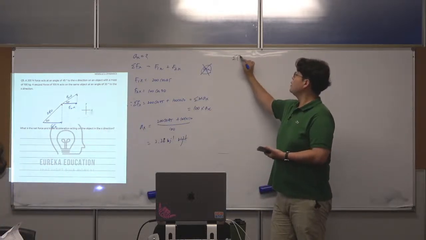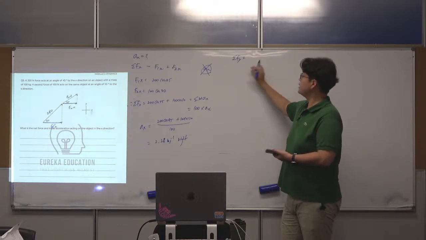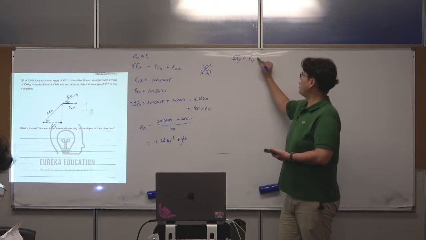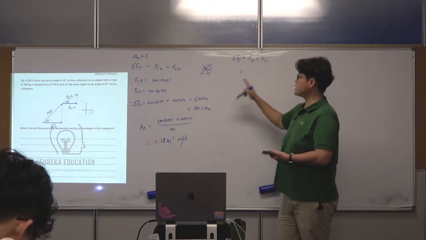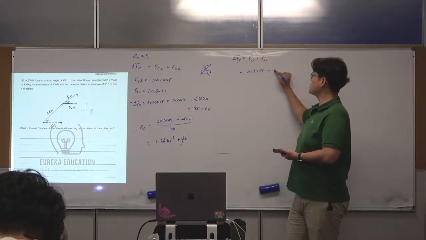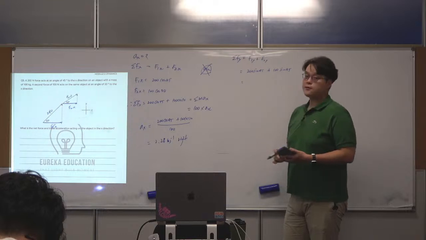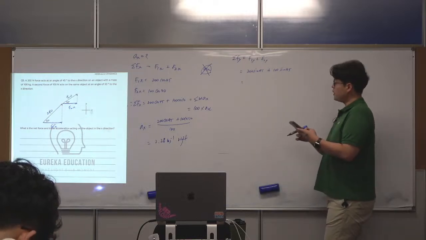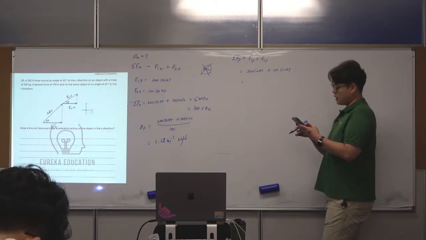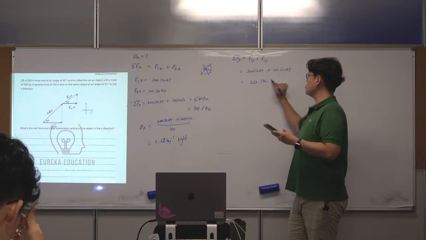Now, Fy can be found from all the force components, so F1y plus F2y. In the same manner, that would be 200 sin 45 plus 100 sin 30. This time, let's find the value of this. So 200 times sin 45 plus 100 times sin 30, you would get 212.132 newtons up.